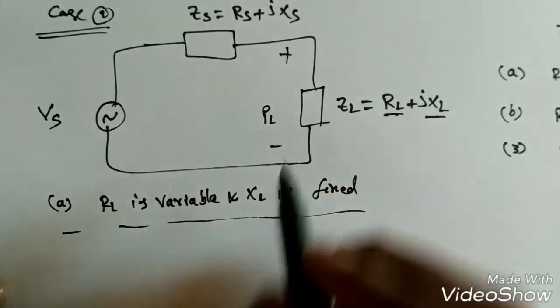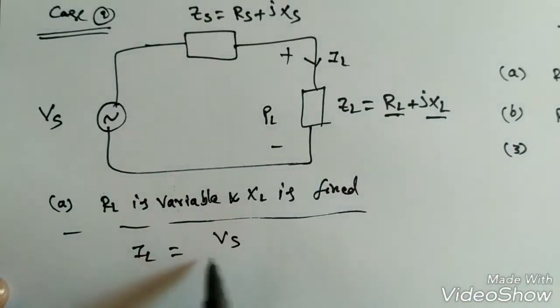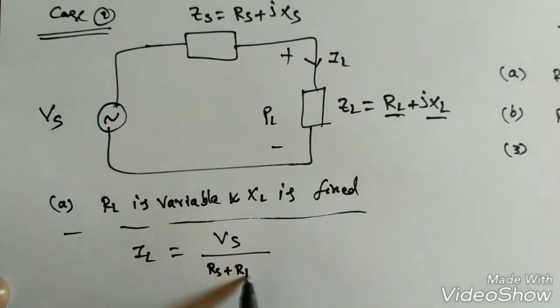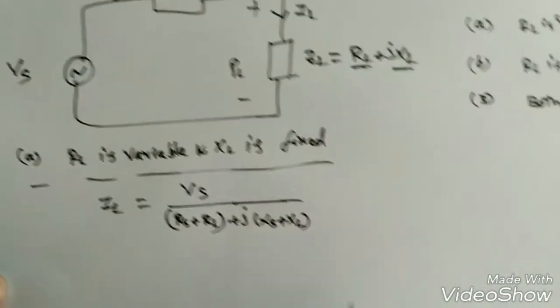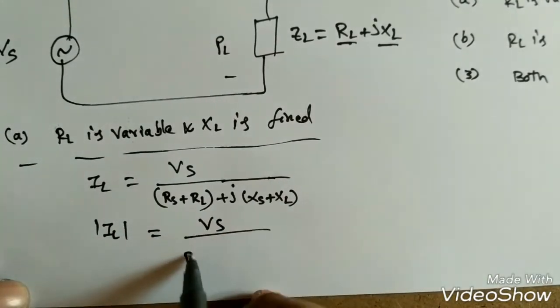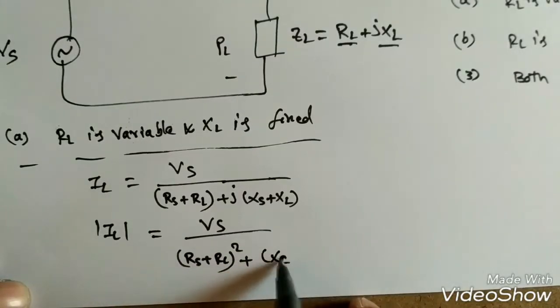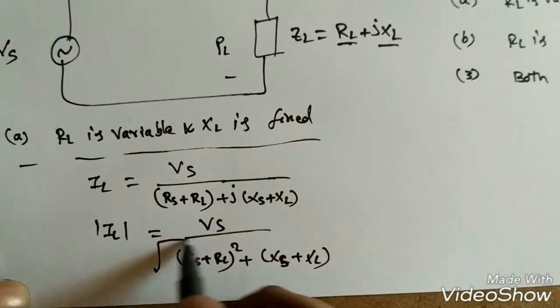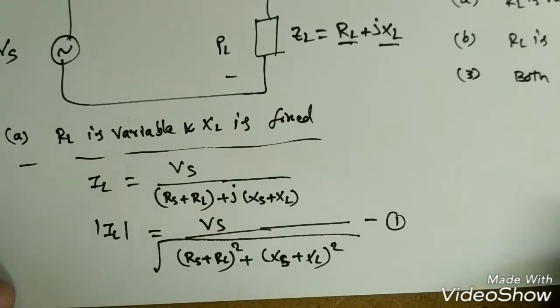Now, how to find the same procedures: IL is equal to the source Vs by the total impedance, so it will become Rs plus RL, imaginary part J into Xs plus XL. Now I told we need to take the magnitude, so if I take mod IL, it is Vs by the square root of Rs plus RL whole square, real part square plus imaginary part square. So this is equation 1.